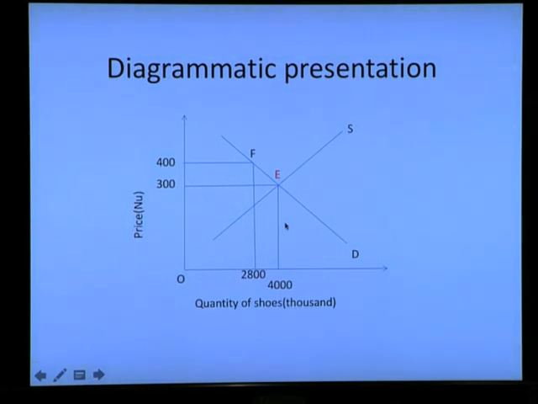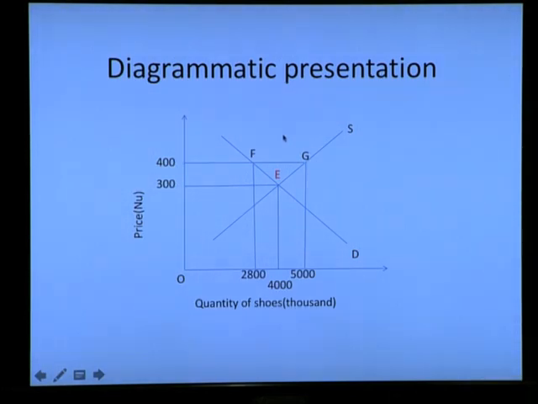Okay, now at Nultrum 400, when prices are higher than the equilibrium price 300, normally when price increases, demand decreases. So you can see the demand for shoes has decreased from 4000 to 2800. Now at a higher price, the supply would increase. So it has increased from 4000 to 5000. So at a higher price, that is at Nultrum 400, you can see supply becomes more than demand. So here, as I said earlier, we are going to have a situation of excess supply.